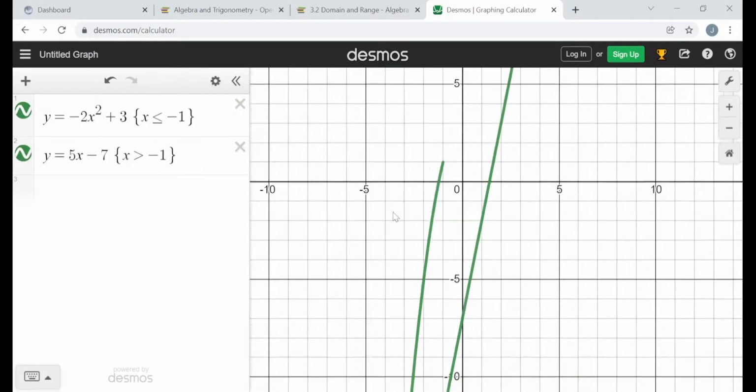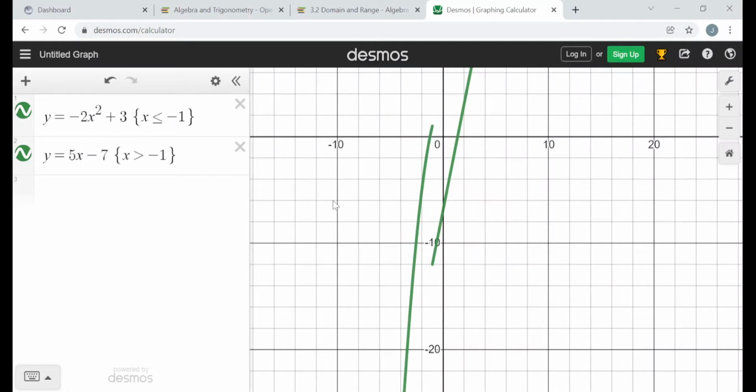Right. Here it is, right? There's the graph of your piecewise function. Now there should be a hole when x is negative 1 on this piece, right? But not on this piece, right? There's not a hole there. Negative 1, 1, which we said would be on it.